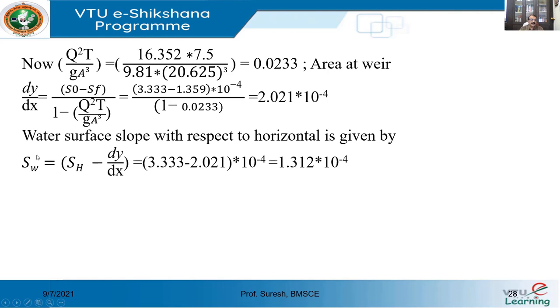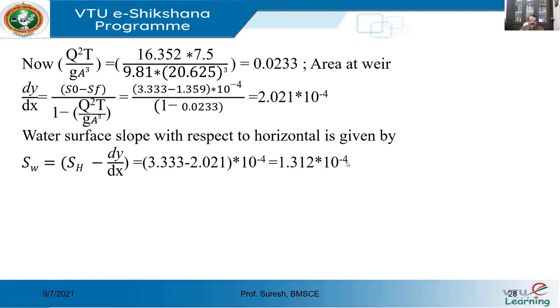So what is that equation? The equation is given by SW is equal to SH minus dy by dx. So what is horizontal slope? Horizontal slope is given by 3.333 minus, so dy by dx, which you calculated just now, is 2.021 into 10 power minus 4. Okay, so therefore you are going to get this SH. SH works out to be 1.312 into 10 power minus 4.